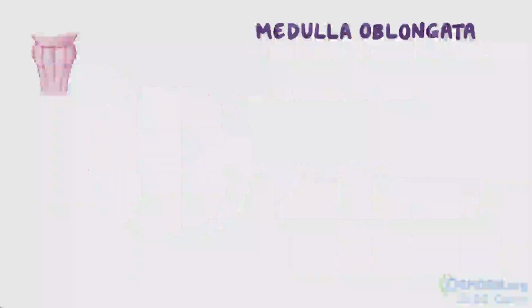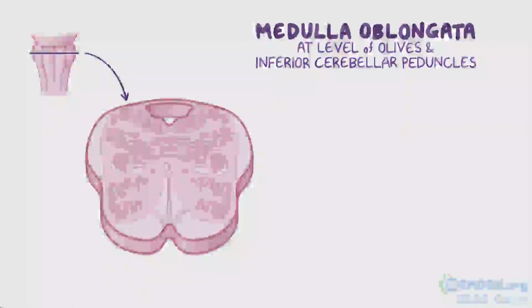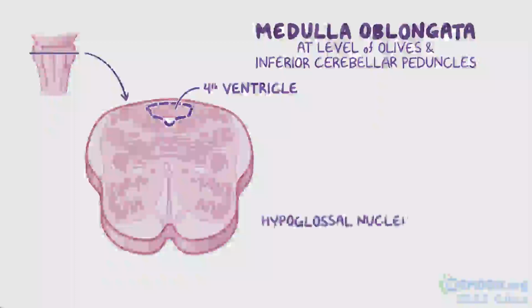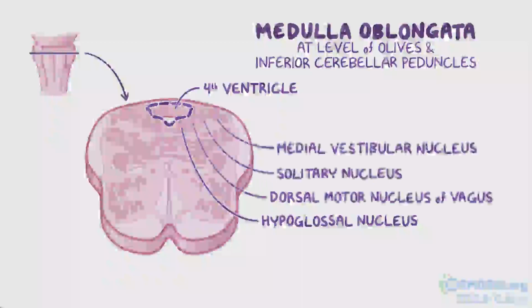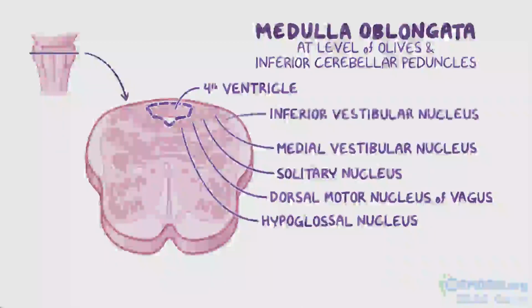Now, even more rostrally, let's look at the olives and inferior cerebellar peduncles. Here, instead of the central canal dorsally, there is a space created that makes up the fourth ventricle. The central gray matter is larger and sits under the floor of the fourth ventricle, where it contains nuclei of cranial nerves next to the posterior median sulcus. From medial to lateral, these are the hypoglossal nuclei, dorsal motor nuclei of vagus, and the solitary nucleus. Dorsal to the solitary tract, there is the medial vestibular nucleus, and laterally, the inferior vestibular nucleus.